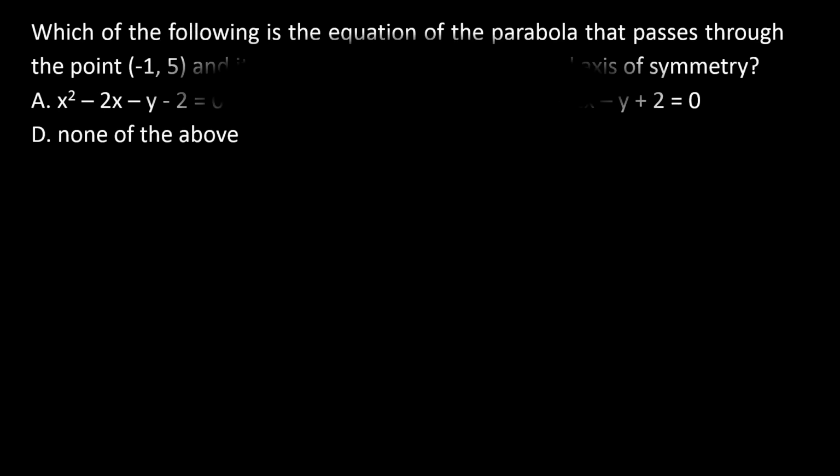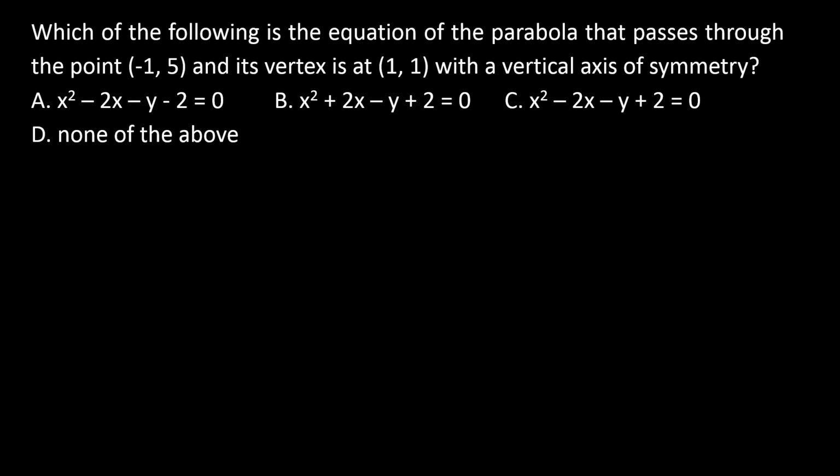Okay, let us now proceed to the second problem. Which of the following is the equation of the parabola that passes through the point negative 1 and 5 and its vertex is at 1 and 1 with a vertical axis of symmetry? We have the following choices. Letter A, x squared minus 2x minus y minus 2 equals 0. Letter B, x squared plus 2x minus y plus 2 equals 0. Letter C, x squared minus 2x minus y plus 2 equals 0. And lastly, none of the above.